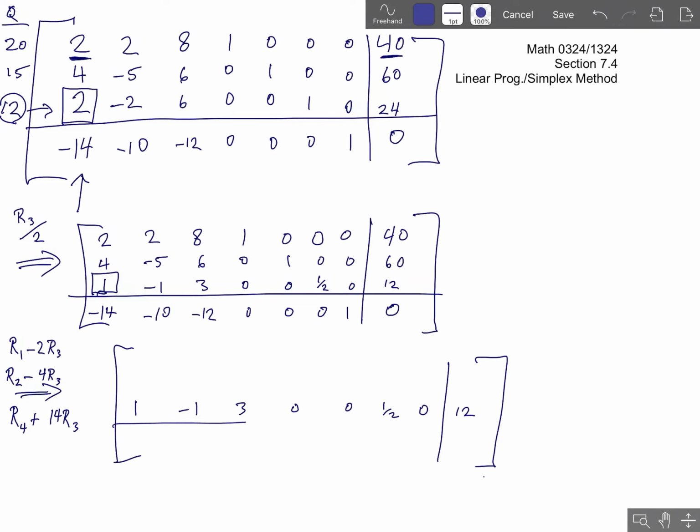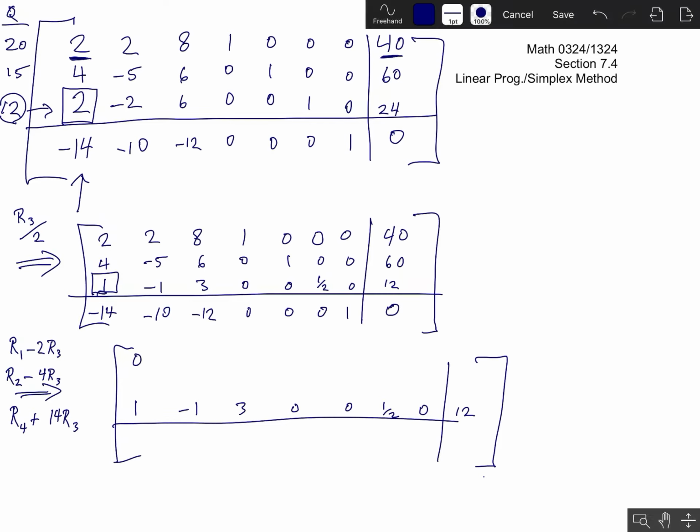Because the third row is not changing. And now we'll compute these other rows. If I go a little too fast for you here, feel free to pause the video and work on some of this scratch work on your own. But for this top row, we're taking the top row and subtracting 2 times row 3.